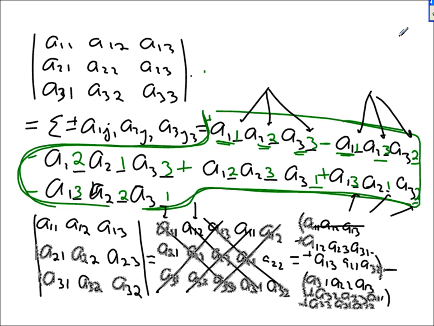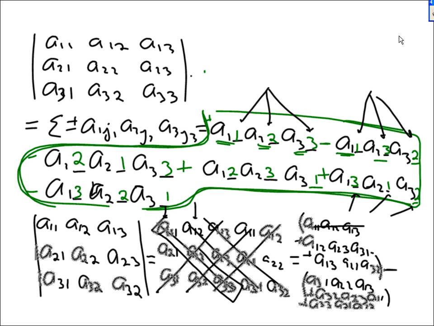Okay, I don't know what I'm thinking, but let's be honest. When I multiply those three, I didn't get what I said I got. I got A11, A22, A33. Not sure what happened there. But that's this term.